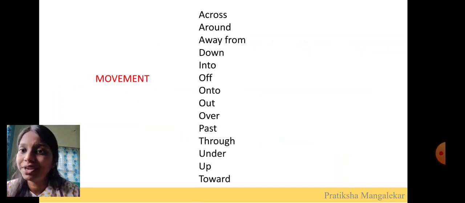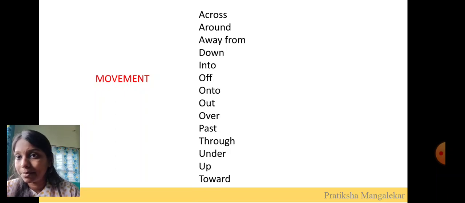Prepositions of movement. These are few examples: across, around, away from, down, into, off, onto, out, over, past, through, under, up, toward.